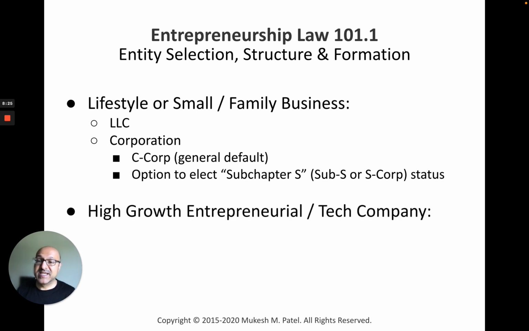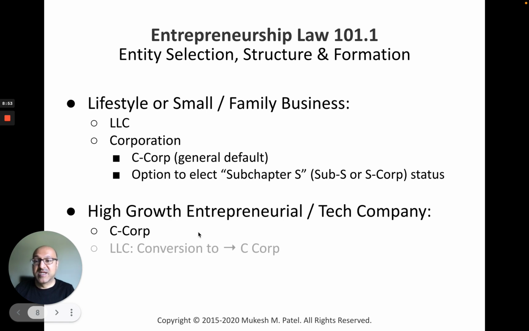However, if you're seeking to build a high-growth entrepreneurial tech company like unicorns, companies that have the potential to reach $1 billion valuation as a private enterprise without doing an IPO, an initial public offering, and you're seeking to raise external capital, angels, angel groups, venture capital firms, private equity, then the preferred entity is often a C Corp.